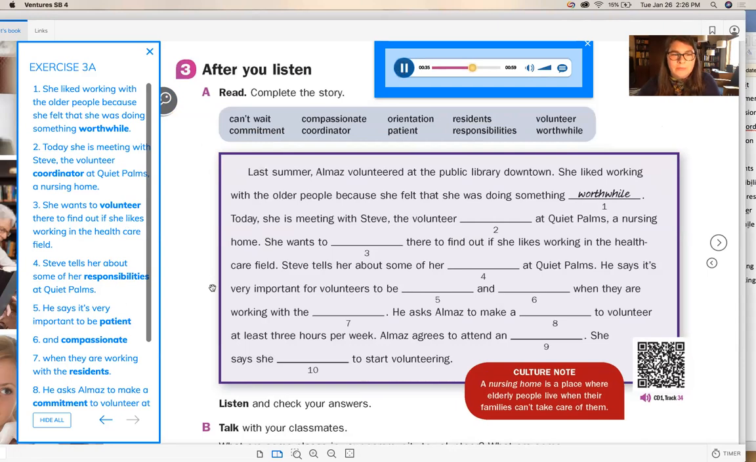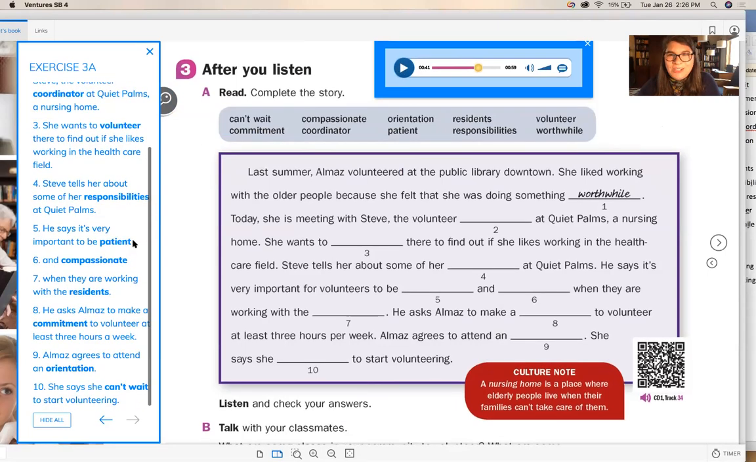He says it's very important for volunteers to be compassionate and patient when they are working with the residents. Okay, 3 in a row. Number 5, patient. Number 6, compassionate. And number 7, residents. Okay. Number 8. He asks Almaz to make a commitment to volunteer at least 3 hours per week. Remember, commitment means promise.